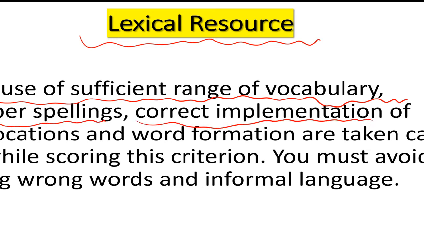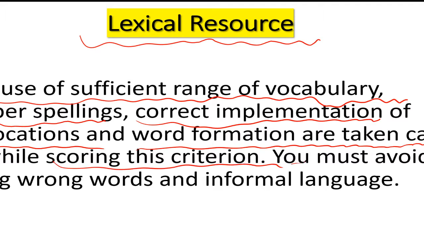करेक्ट इम्प्लीमेंटेशन हो, लाइक आपने वर्ब्स जो वहां पे रिक्वायर था, सेकंड फॉर्म आना था, थर्ड आना था, सो द कंप्लीट इम्प्लीमेंटेशन शुड बी देयर ऑफ द लाइक कॉलोकेशंस एंड द वर्ड फॉर्मेशन, वर्ड फॉर्मेशंस आपने किस टेंस का रिक्वायर्ड था, सो दैट हैज टू बी मेंटेन in order to take care of while scoring this criterion. So like you must avoid using wrong words and informal language. So that is an important point that you have to keep in your mind. So you must avoid using wrong words and informal language in the writing task too.